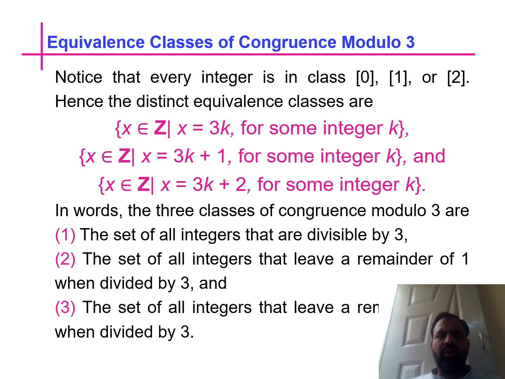Notice that every integer is in class 0, 1 or 2. Hence the distinct equivalence classes are: x belongs to Z such that x is equal to 3k for some integer k; x is equal to 3k plus 1 for some integer k; and x is equal to 3k plus 2 for some integer k. In other words, the three classes of congruence modulo 3 are the set of all integers that are divisible by 3, the set of all integers that leave a remainder of 1 when divided by 3, and the set of all integers that leave a remainder of 2 when divided by 3.